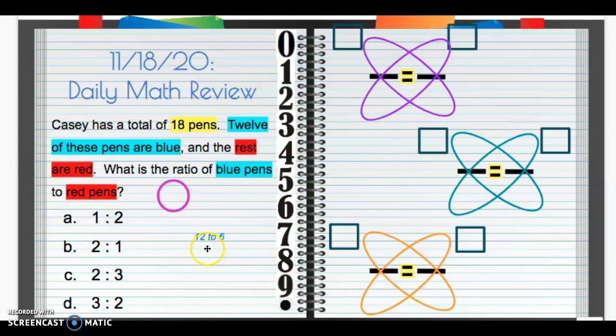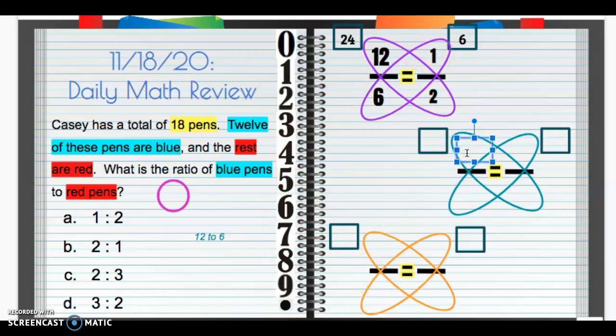So our original ratio that we're trying to find what's equivalent to is 12 to 6. So we start with 12 over 6. Let's start with A, 1 over 2. So we got to do the butterfly. 2 times 12 is 24. 6 times 1 is 6. 24 and 6, not equivalent.